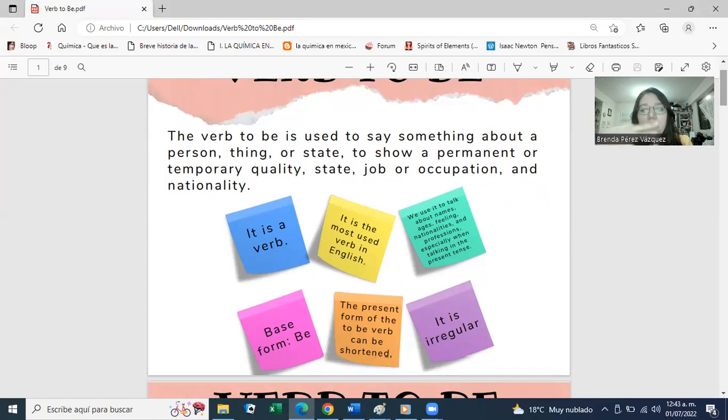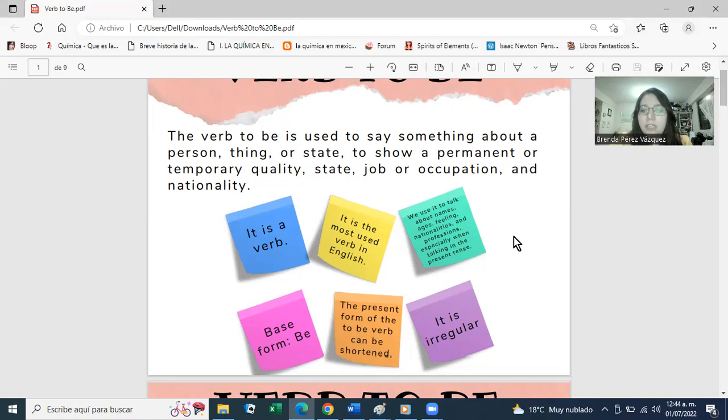Number 3, y es lo que vemos acá arriba, lo utilizamos para hablar sobre names, ages, feelings, sentimientos, nationalities, las nacionalidades, and professions, las ocupaciones o profesiones, especially when talking in present tense, cuando hablamos del presente. Recuerden que para el simple present form lo utilizamos para rutinas, hábitos y facts, hechos. Todos estos, los nombres, las nacionalidades, la edad, todo eso es un hecho.